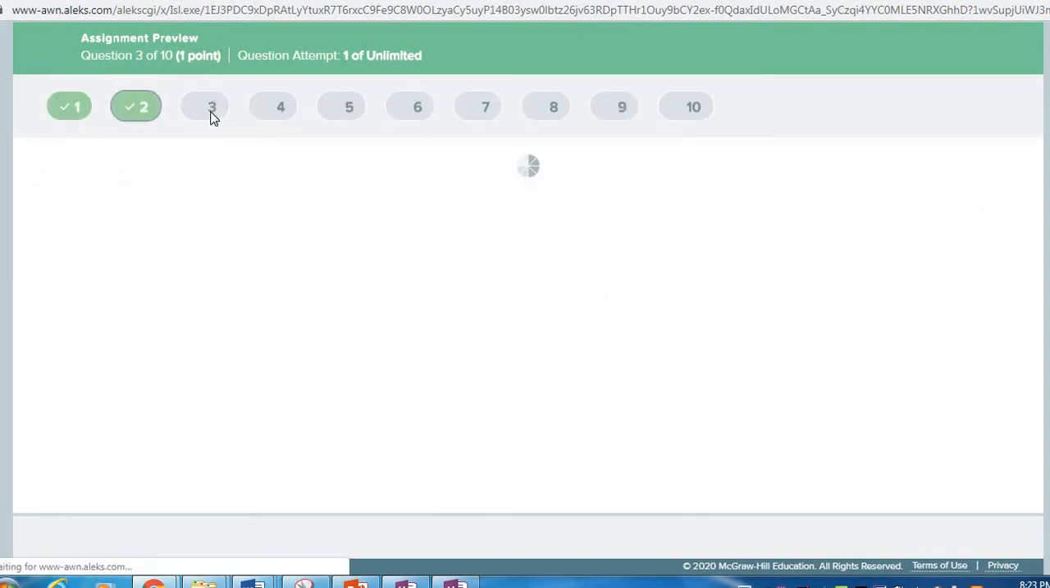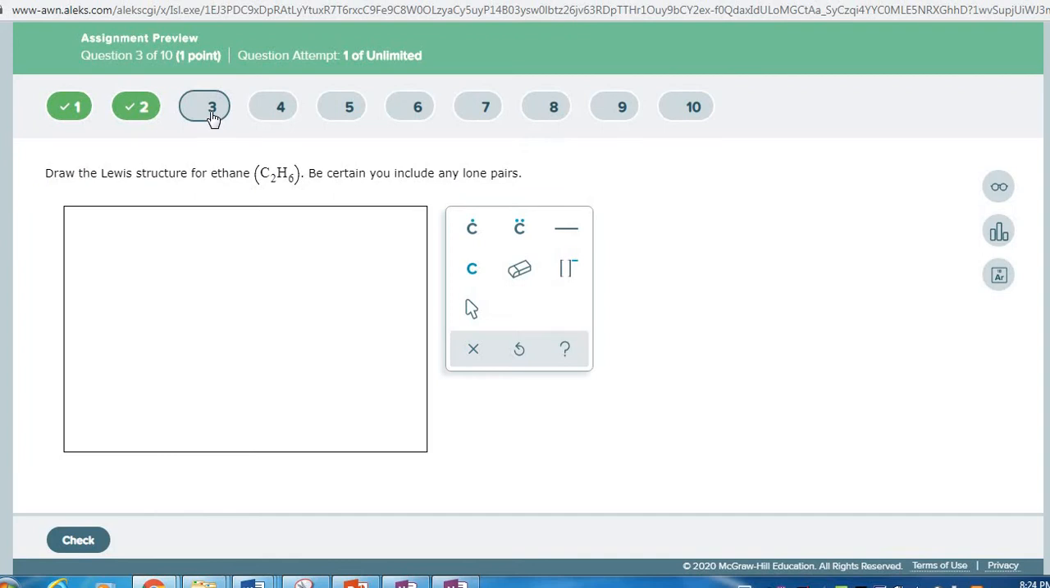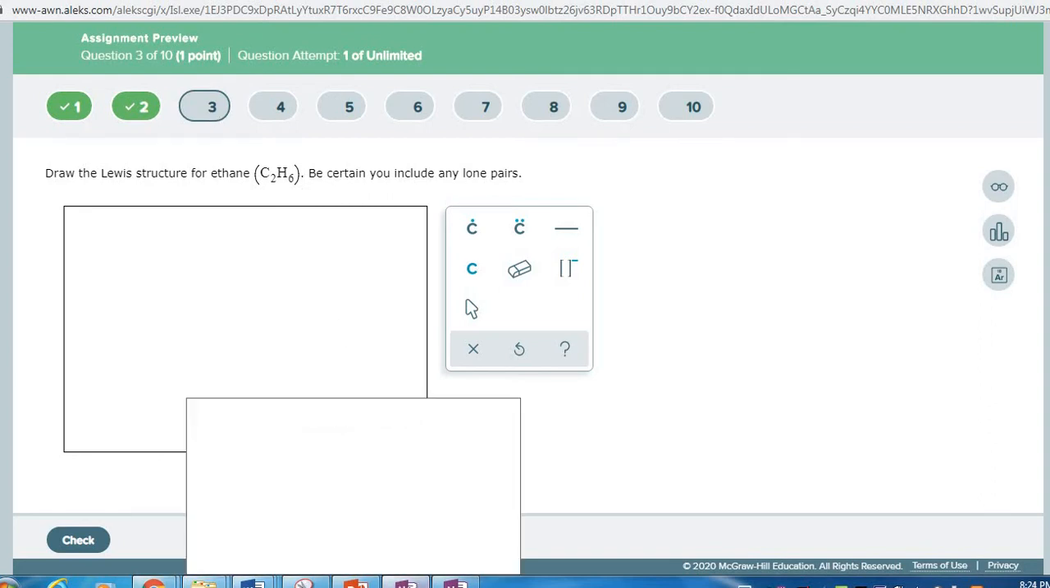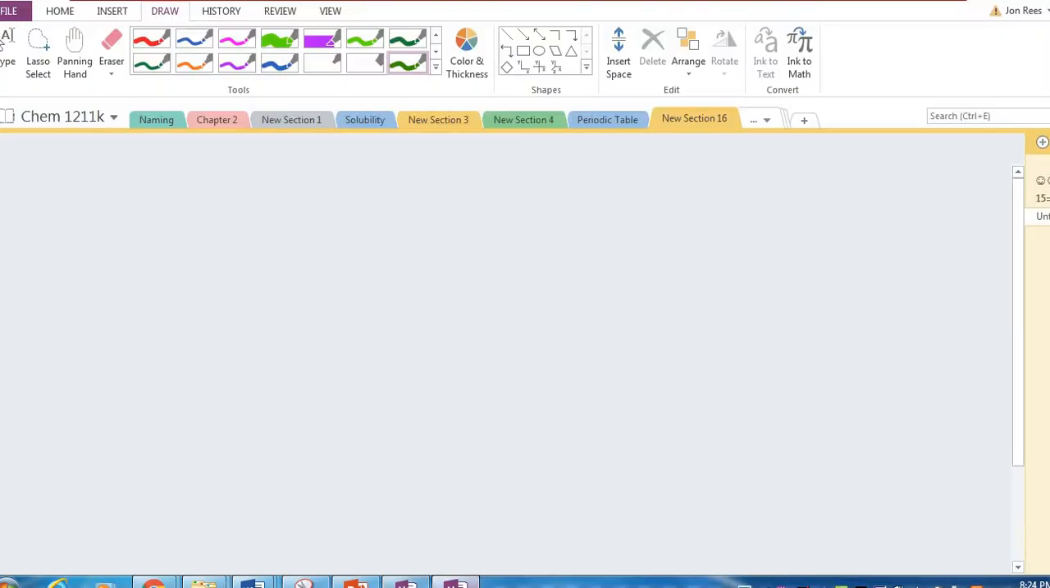Alright, let's keep going here. Draw the Lewis structure for ethane, C2H6. Alright, I'm going to just slip over here and see if we can't do this Lewis dot structure here. Okay, so C2H6, it is ethane that we have right here. So let me get a pen right here. Okay, so C2H6. Alright, so let's look at some of our rules.